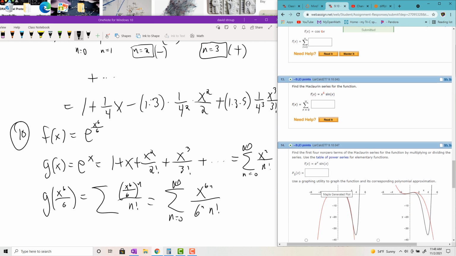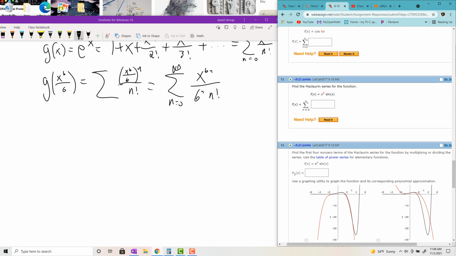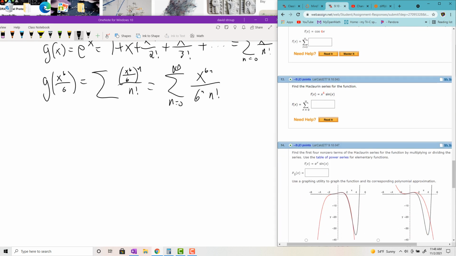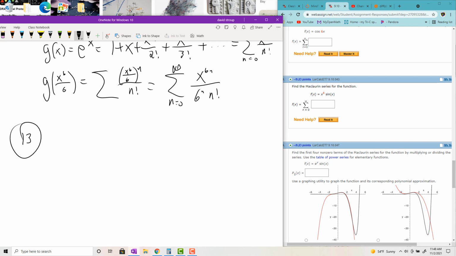For something like number 13 and 14, though, you're going to have to do some multiplication. So let's take a look at that guy. Well, number 13 isn't so bad. So let's let g of x be the series for sine x. And of course, that's just a sum from n equals 0 to infinity of -1 to the n times x to the 2n plus 1 all over 2n plus 1 factorial.